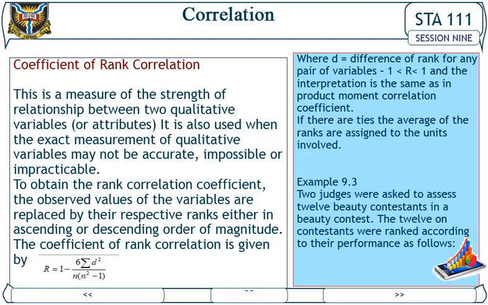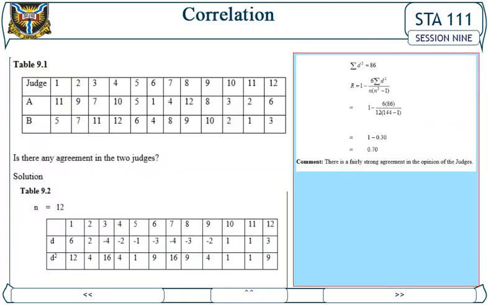Example 9.3. Two judges were asked to assess 12 beauty contestants in a beauty contest. The 12 contestants were ranked according to their performance as follows. Table 9.1. Is there any agreement in the two judges? Solution. Table 9.2. n is equal to 12. Summation d squared is equal to 86. r is equal to 1 minus 6 summation d squared over n times (n squared minus 1), which is equal to 0.70. Comment: there is a fairly strong agreement in the opinion of the judges.